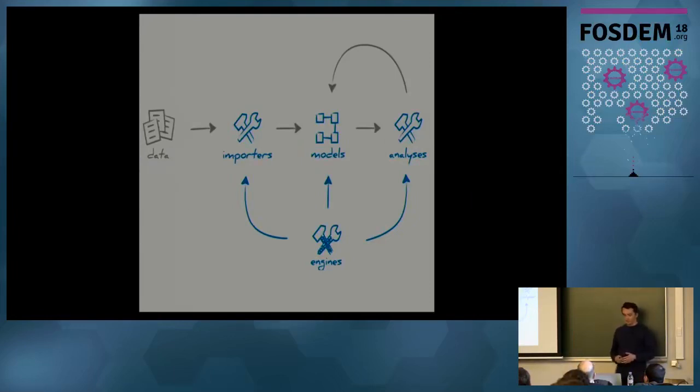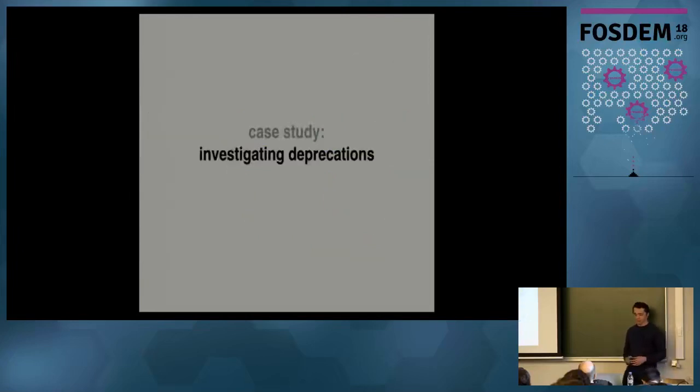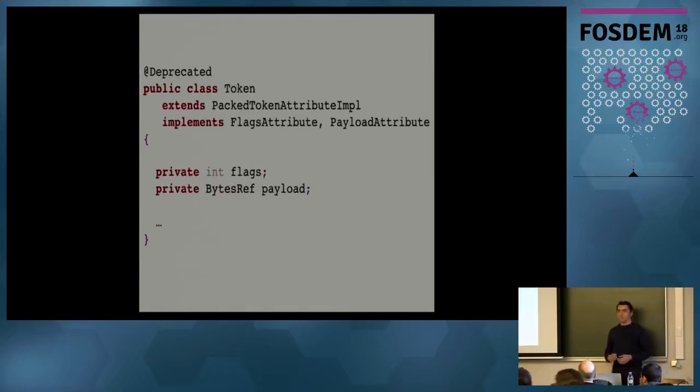Now, in the rest of this talk, instead of walking through a list of features of Moose, I want to show you two use cases where we can use Moose to guide certain tasks. The first one is going to be related to investigating deprecations. For this, we're going to use Java, and the system that we're going to look at is Lucene Solr. That's quite a big Java system, and luckily I found a lot of deprecated classes in there.